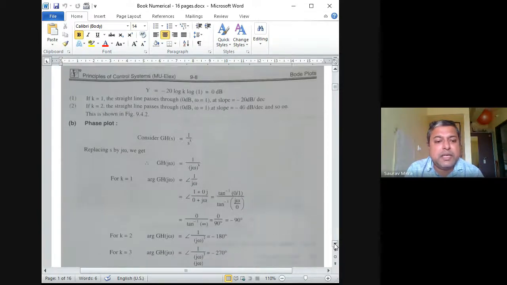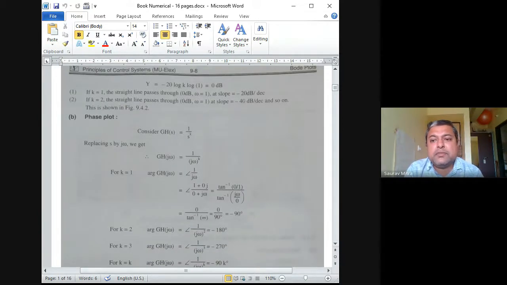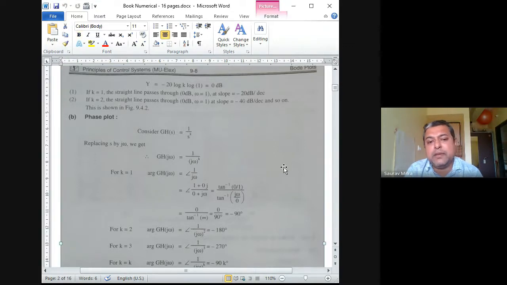Phase plot, 1 by s raised to k. So 1 by s raised to k means it will be minus 90 into k. If it is 1 by s, that will have minus 90 degree. Just remember this much. 1 by s means a constant phase of minus 90 degree. 1 by s square, minus 180 degree constant. 1 by s cube, minus 270 degree constant.